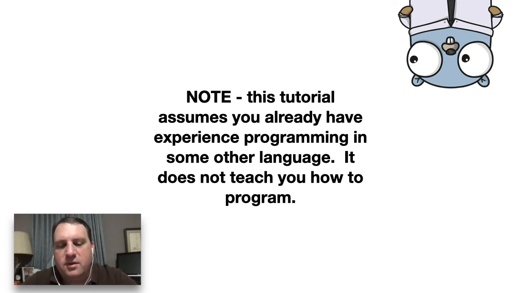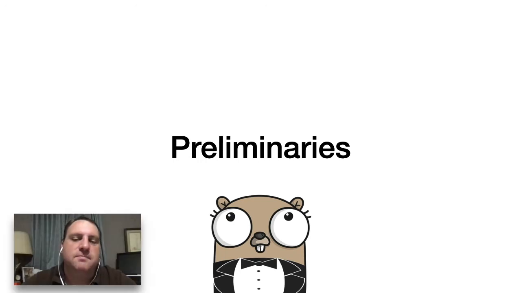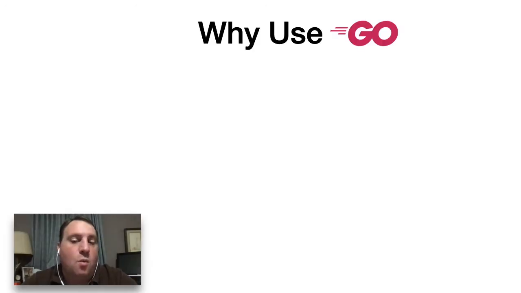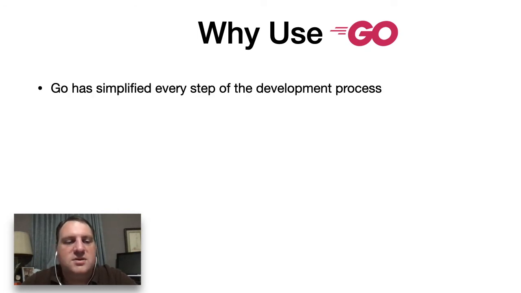So to start out with, let's go through some preliminaries. Start out with, why use Go in the first place? Well, one thing that I've enjoyed working with Go is that Go has simplified pretty much every step of the development process. It makes the actual process of writing programs faster, easier, more streamlined. And that comes in every aspect, from the language to the build process. They've just really made it very tight and very workable.